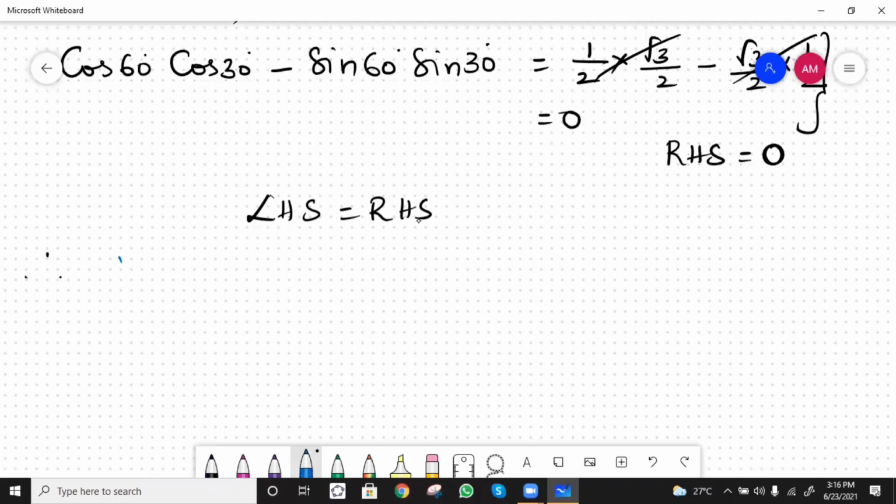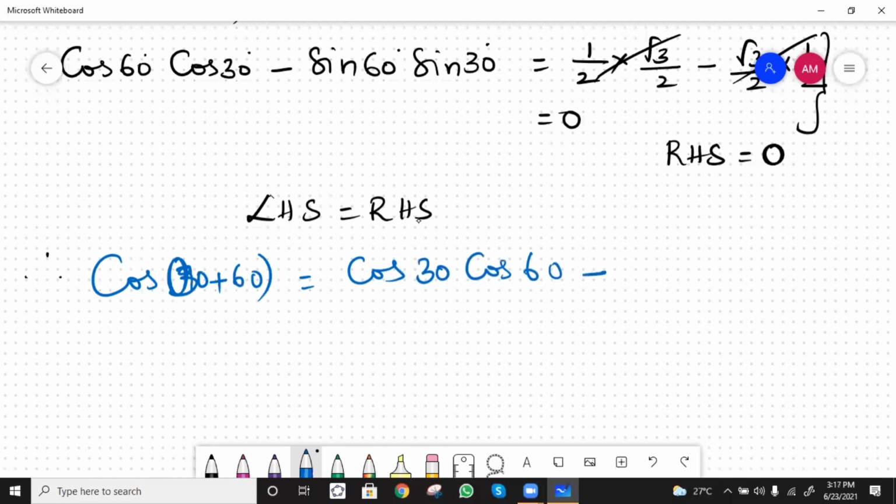We conclude that cos(90 - 60) equals cos(30 + 60), which equals cos 60 cos 30 minus sin 60 sin 30.